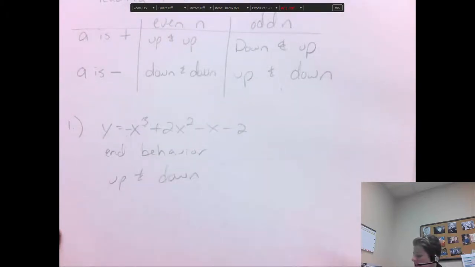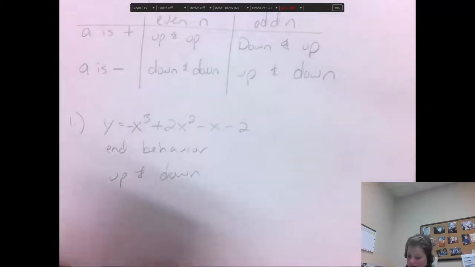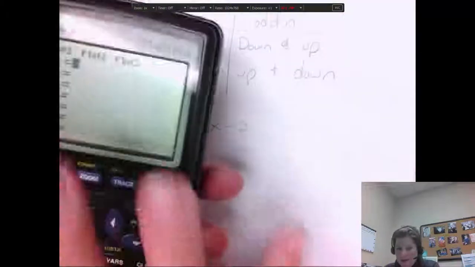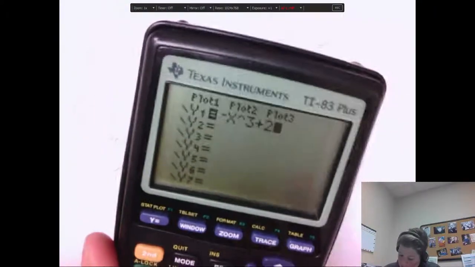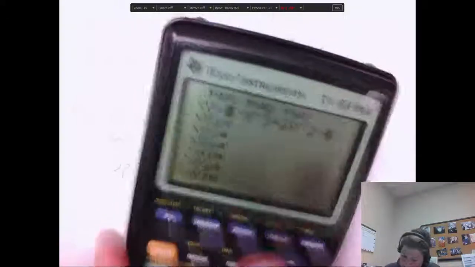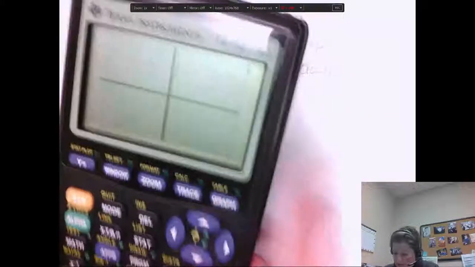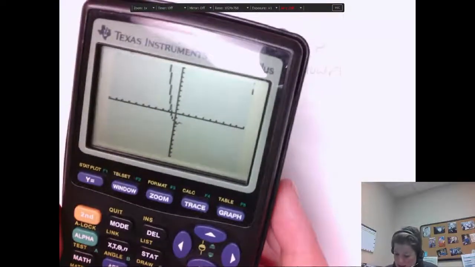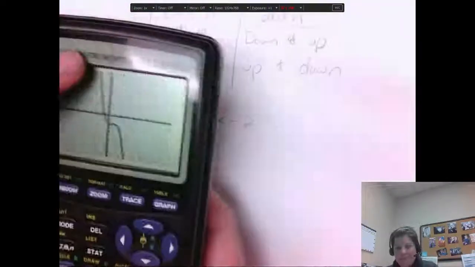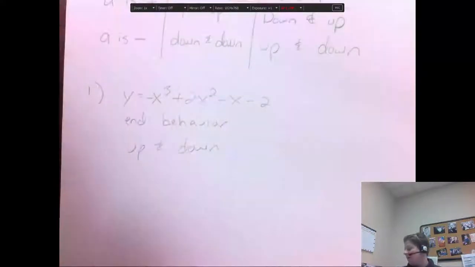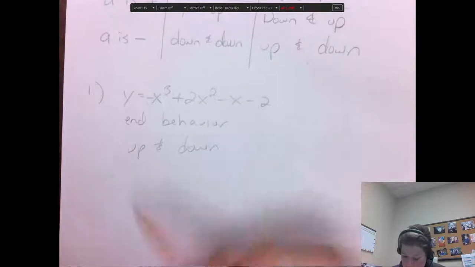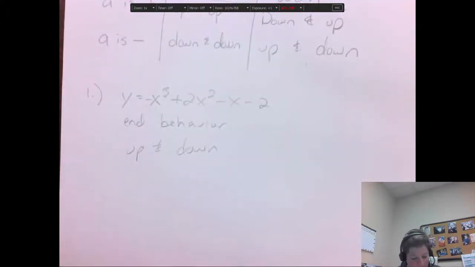And I wanted to show this on the calculator to show you what it looks like. So hit the y equals on the calculator, and I'd have negative x to the third plus 2x squared minus x minus 2, and graph. And you can see that it's up and then down. Up and down. That's what we put. You could use the calculator online too, either way, and you could get the end behavior and double check it on the calculator.